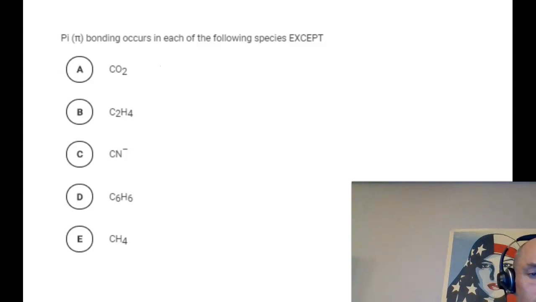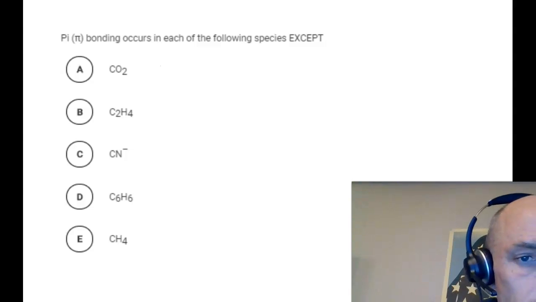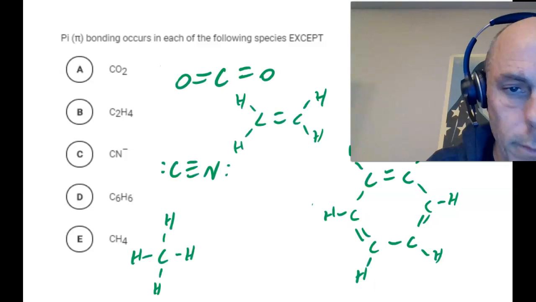Same thing, consider giving this one a try. You've got to draw Lewis structures for these. Can't ever practice Lewis structures enough. Come on back, see how you do.